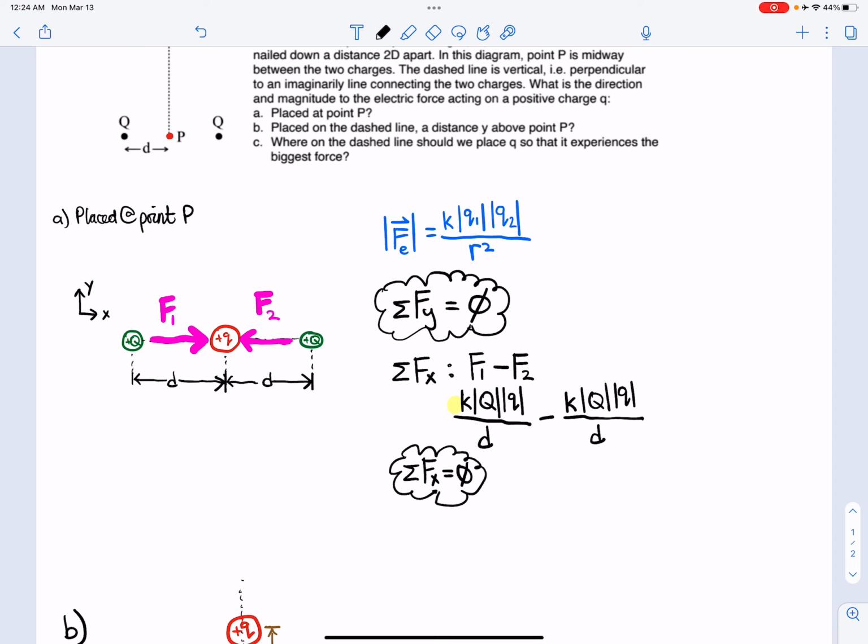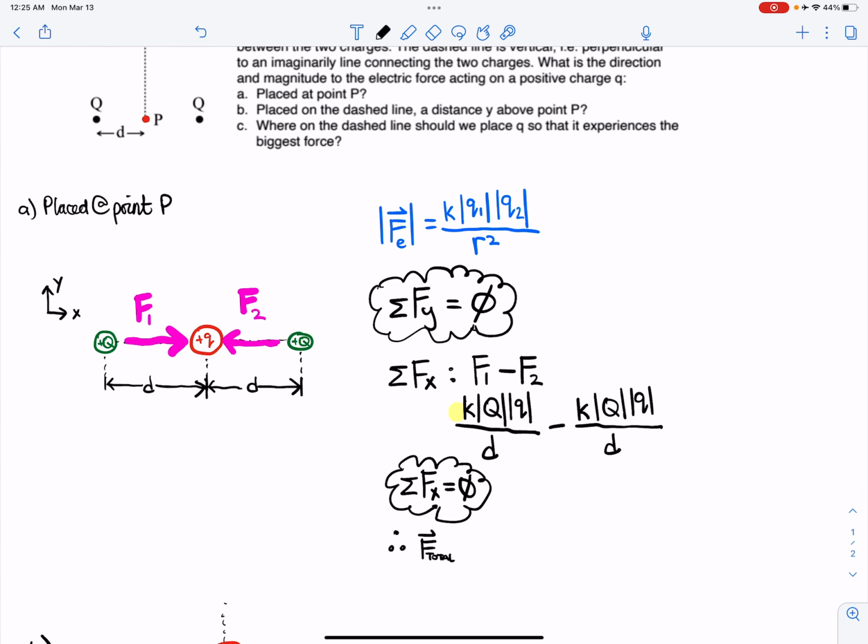All right, so therefore, F total, or the direction and magnitude of electric force acting on positive charge Q if it's placed at point P, is 0. And that's our final answer for part A. All right.